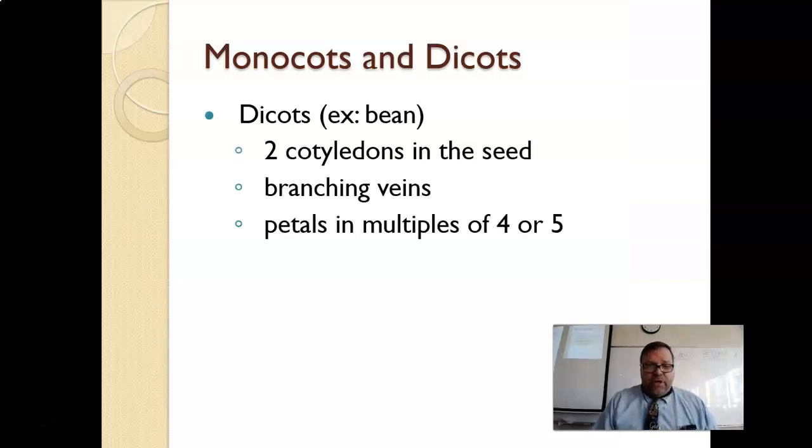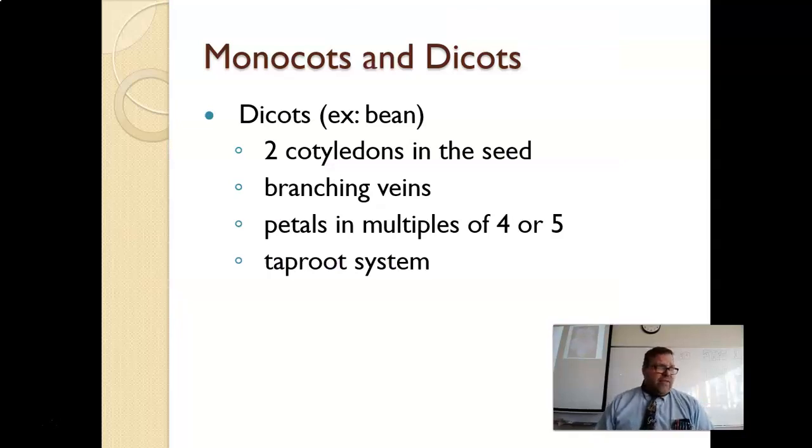Dicot, an example would be like our bean. And it has 2 cotyledons. Di, that's where you get the word di, means 2. Branching veins, so they kind of stick out. Petals in multiples of 4s or 5s. And they have the taproot system, like a carrot. So one big main root going down to the ground, maybe a couple little ones, but they don't have this fibrous network. It's just one big main root, just like a carrot. In fact, with the carrot, you're eating the root. The orange part is actually the root that goes into the ground. These are dicots.